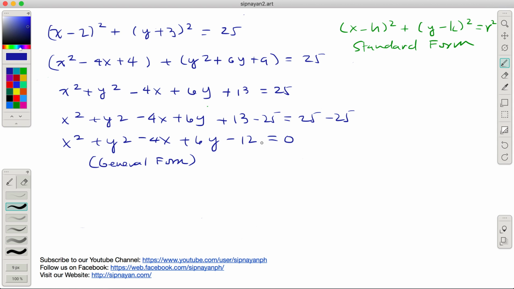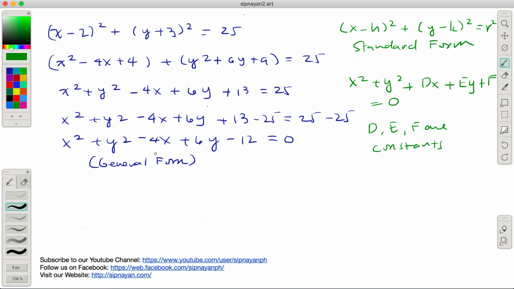Nasa general form siya. Pero, syempre, yung pinaka-general form natin is x squared plus y squared, then plus Dx. D ay any number yan. And then plus Ey plus F equals 0. So, D, E, and F are constants. So, any number. Siyempre, pwedeng negative, pwedeng positive.